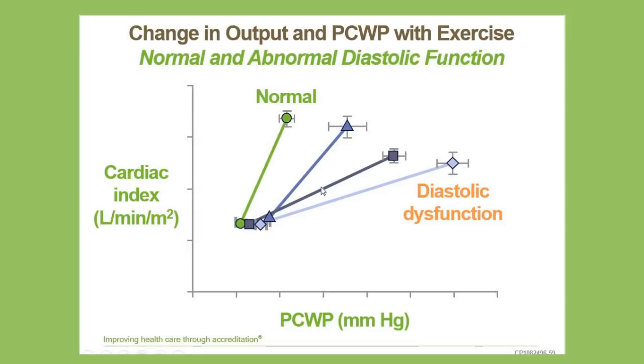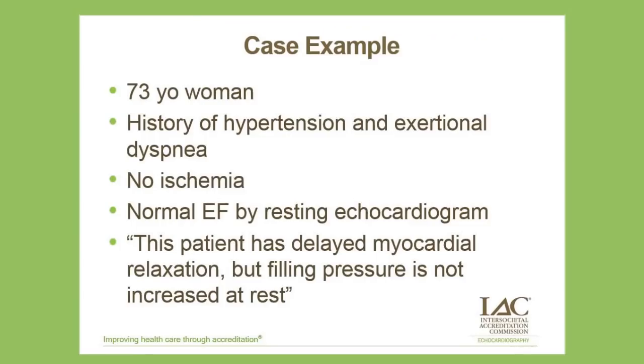And the reason we do this is because if you have normal diastolic function and you exercise, you will see a small increase in the pulmonary capillary wedge pressure, but a very good increase in cardiac index. With increasing diastolic dysfunction, you get greater increases in the pulmonary capillary wedge pressure for a very small increase in the cardiac index. So let's look at a quick case example.